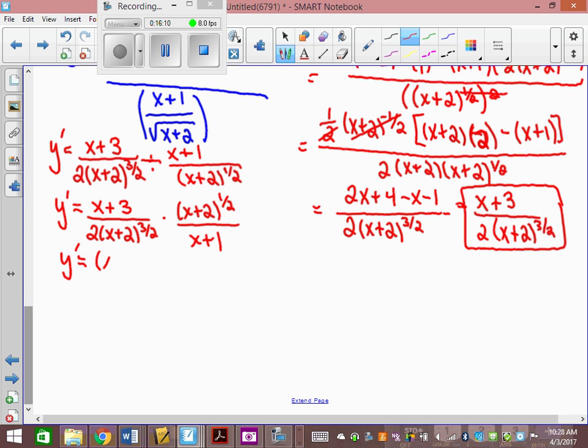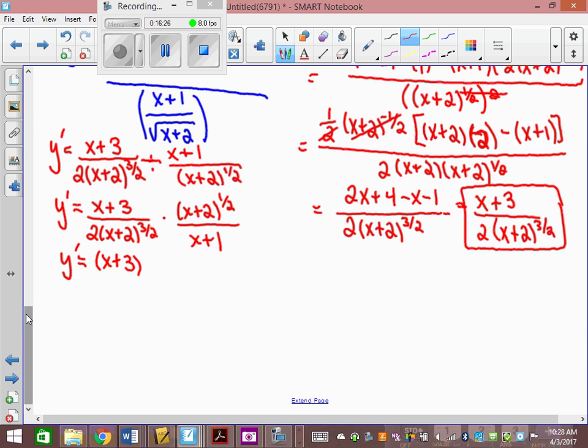So you're going to have x plus 3. Whenever you subtract these exponents, no matter what answer you get, it stays on the top. Okay? So I went a half minus 3/2, I get -1. It stays on the top. Whenever you subtract them, it stays on the top.